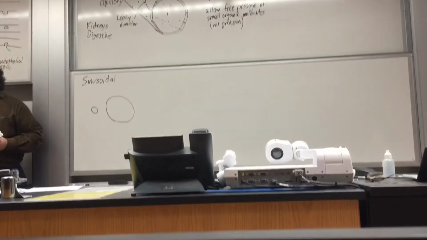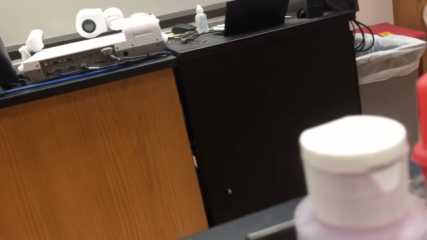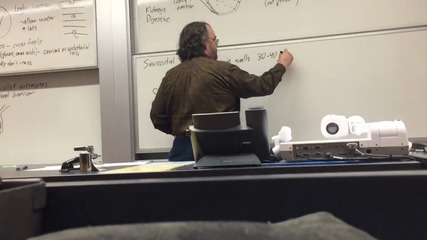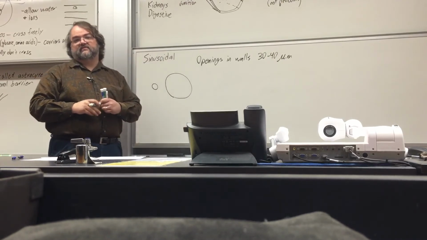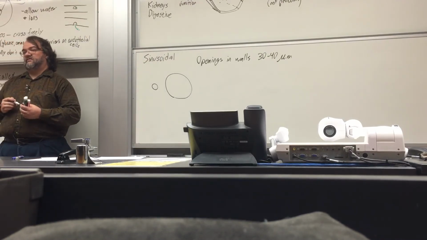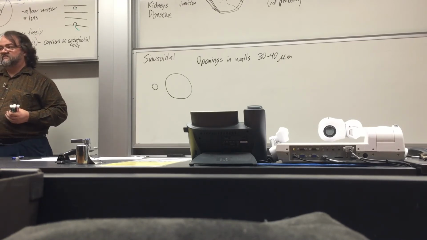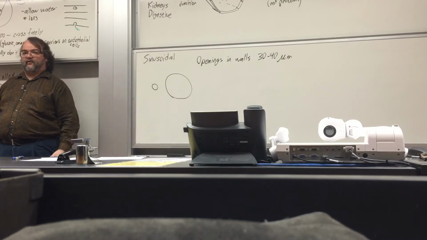And they have big gaps in their walls. The endothelial cells don't just have leaky junctions, they have huge holes. So it's almost more like the endothelial cells form a sort of a net where there should be a wall. These have openings in their walls on the scale of 30 to 40 microns across. For reference, how big is a red blood cell? So these have holes in their wall big enough for several red blood cells to pass through side by side.